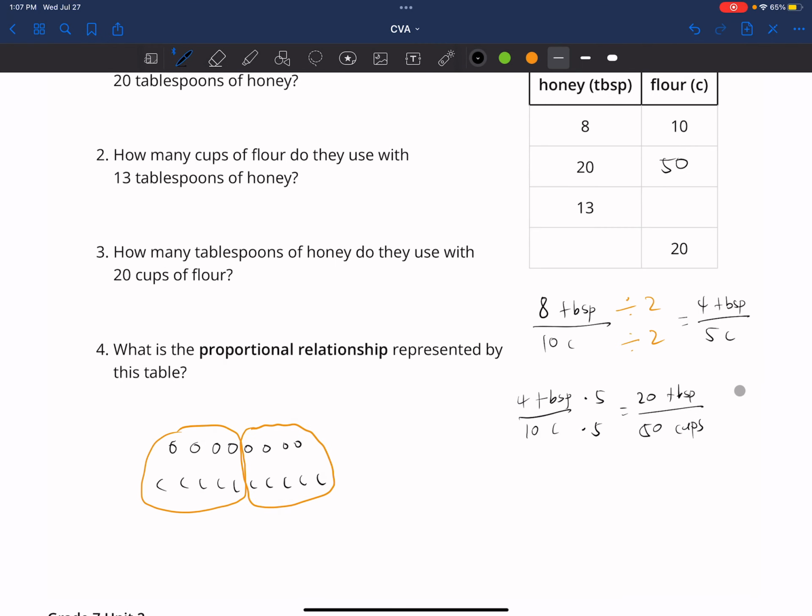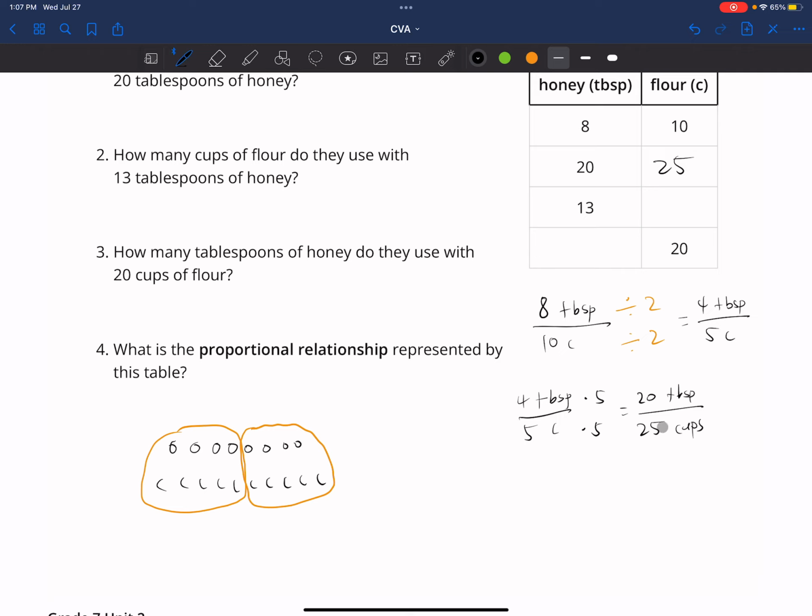Whoops, this should be 5. Yeah, so 5 times 5 is 25 cups. So this should be 25. My bad. So for every 4 teaspoons there are 5 cups. I multiply the top and bottom by 5, right? And then 20 teaspoons is equal to 25 cups, okay? So that is the answer for that one.